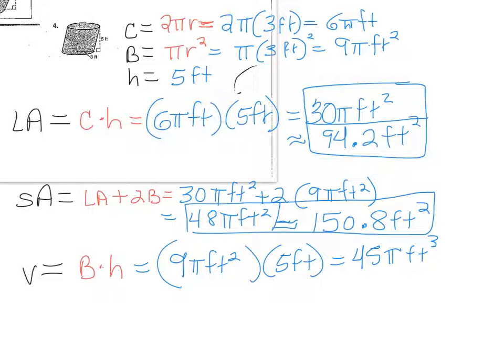And the volume is the area of the base, which is 9 pi square feet, times the height, which is 5. Did you get 45 pi cubic feet? Yes. Approximately how much is that? 141.4, and this is cubic feet. Great, and then you have the two answers. Any questions on finding lateral area, surface area, and volume of those prisms or cylinders?